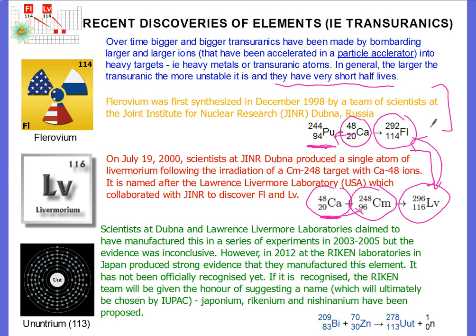Around the same time, they also claimed to have discovered element 113, which is currently called ununtrium, the standard placeholder name, but there was no conclusive evidence. But just last year, in Riken laboratories in Japan, some scientists did produce element 113 with pretty significant evidence. It hasn't been officially recognized by IUPAC yet, but if it is, they'll get the chance to name it. The 3 names people are bouncing around are japonium, rikenium, and nishinanium, which is named after a famous Japanese physicist. The way they made that was they accelerated zinc ions and smashed them into a bismuth target to make UUT, and we also released 1 neutron.